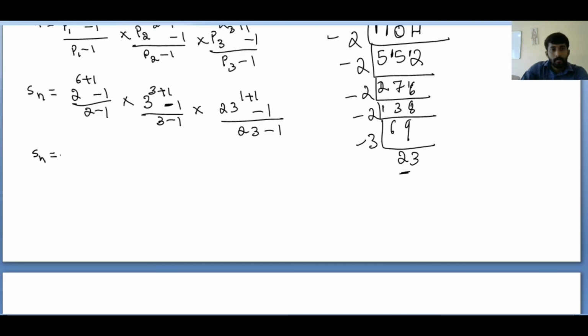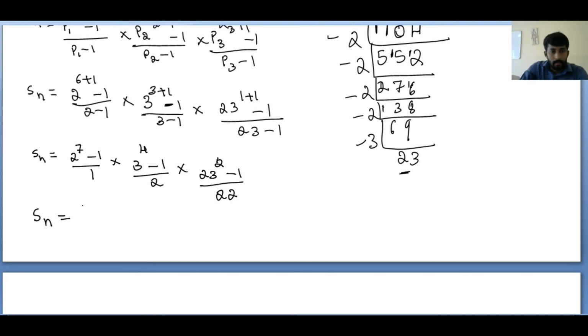Sn is equal to (2 to the power 7 minus 1) by 1 into (3 to the power 3 plus 1 is 4, right? 4 minus 1) by 2 into (23 to the power 1 plus 1, you will get 23 to the power 2 minus 1) by (23 minus 1). So here you have to write 22. Now compute all the values.